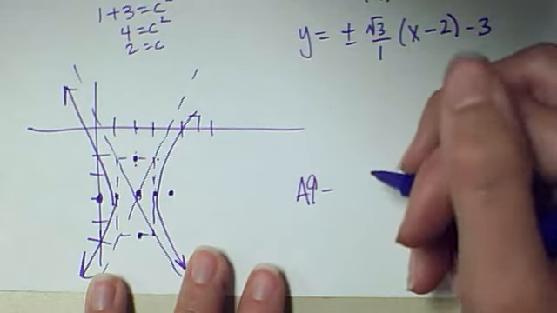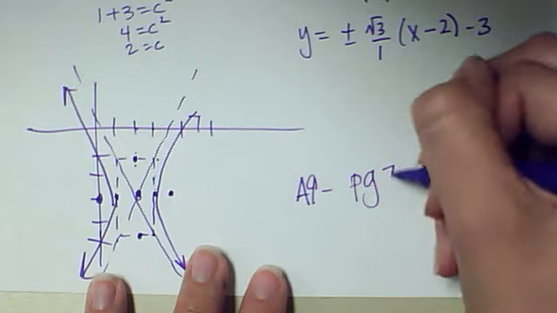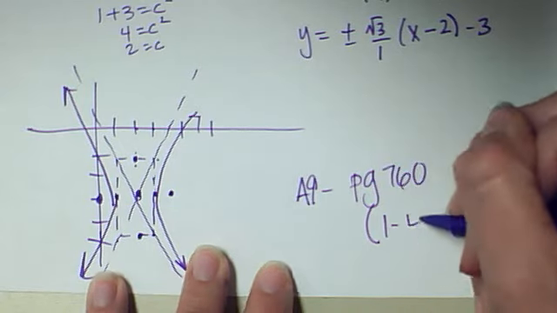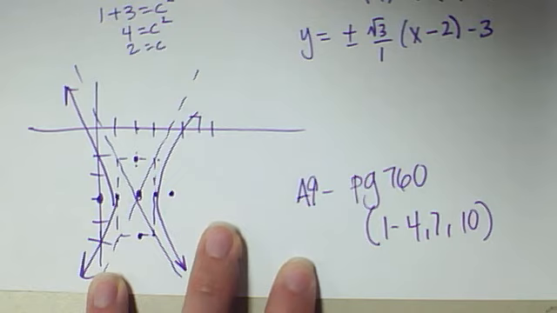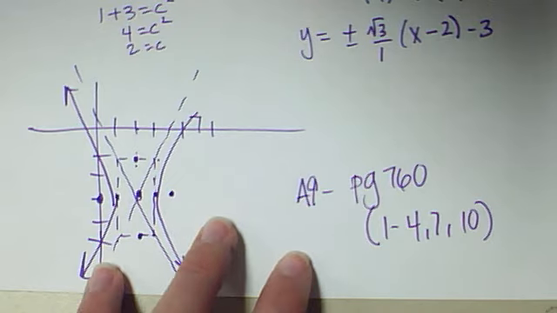So now it's time for you to test this. Assignment 9 is page 760. It's 1 to 4, 7, and 10. So that's just 6 quick problems for you to try. Good luck, and let me know if you have questions.